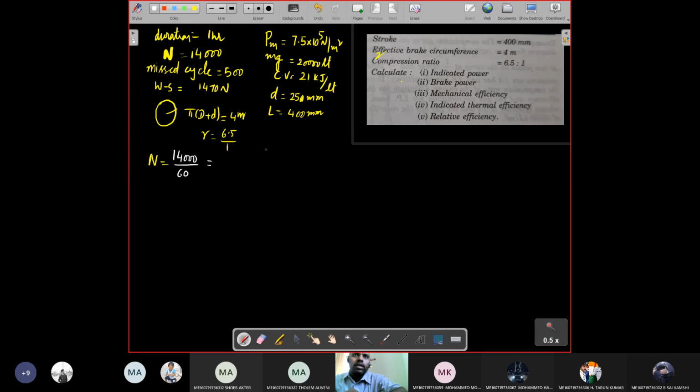Now it is a 4-stroke engine, so small n is equal to capital N by 2. Did he mention the number of cylinders? No, so this is one cylinder. First calculate the mean effective pressure. Sir, the mean effective pressure is given. IP is equal to PM L A N divided by 60,000 multiplied by K. Any difficulty in this one? No sir, everything is given.